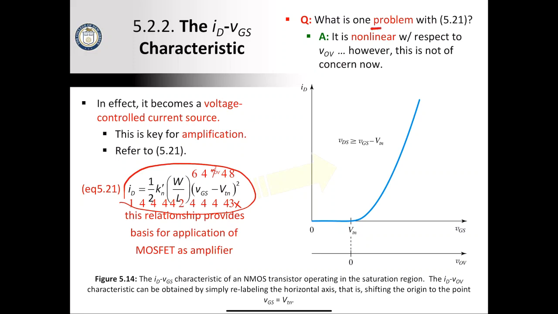So what's one problem with this Equation 5.21? Essentially, it's nonlinear with respect to VOV. So what that means is that you are not going to have a constant gain. Your goal is to have Vout equal to some constant times Vin. You don't want to have a constant that's a function of Vin times Vin, because then you have a nonlinear relationship, and that's not an ideal characteristic for an amplifier. So what that means is that we have to find a way to linearize this device.